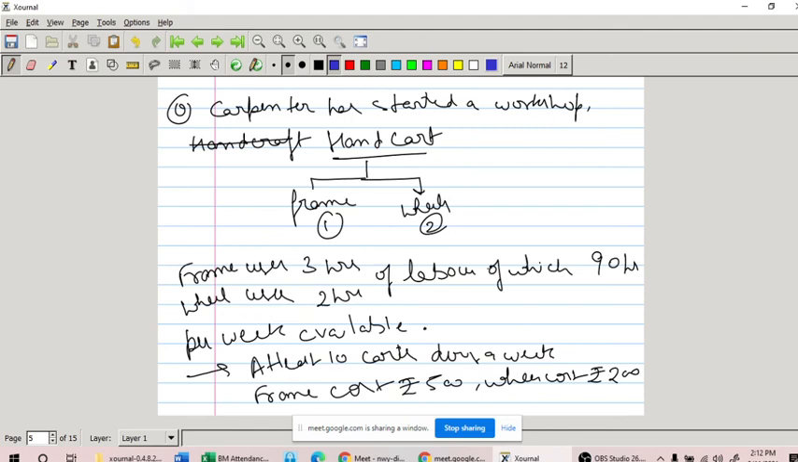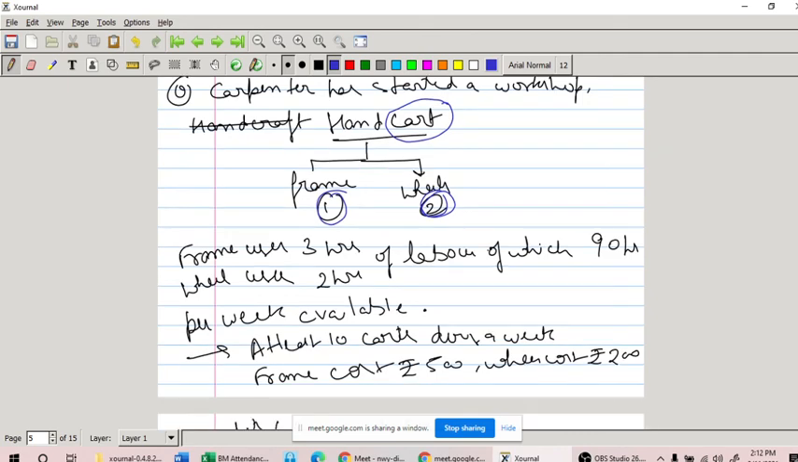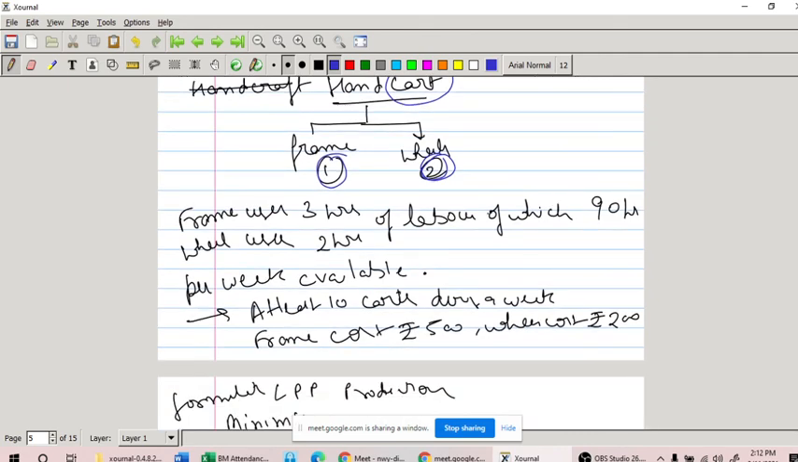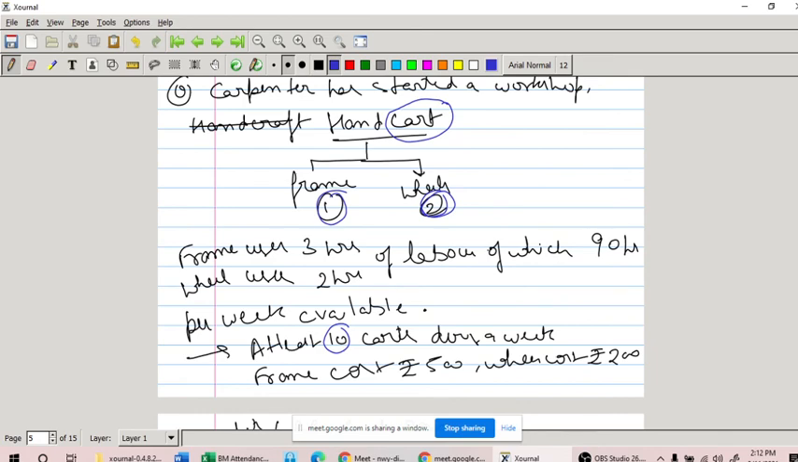एटलीस्ट 10 कार्ट्स उसको बनानी है. ठीक है भाई, ये बिजनेस इन्वॉल्व है कार्ट में. इस एक कार्ट के अंदर एक फ्रेम होगा, 2 व्हील होंगी. ठीक है, अब मुझे कितनी कार्ट बनानी है? At least 10 carts during a week. एक हफ्ते में कम से कम 10 कार्ट बनानी है. 10 कार्ट बनानी है तो कितने व्हील लगेंगे, कितने फ्रेम लगेंगे, मुझे बताने की ज़रूरत नहीं है. हमें सिर्फ नंबर पर फोकस करना है. फ्रेम का संबंध है 3 आवर्स के लेबर के साथ और व्हील का संबंध है 2 आवर्स के लेबर के साथ.